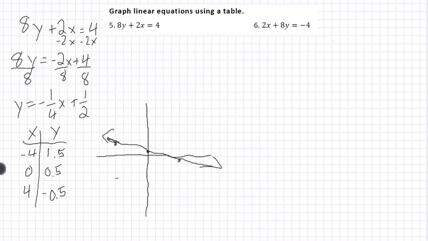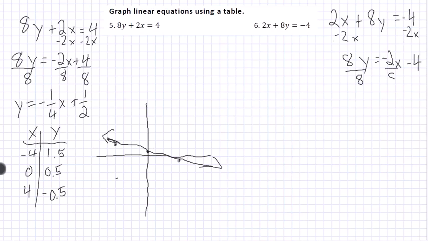Now let's look at this one on the right, our number 6. So we're going to do the same thing we did because it's not solved for y for us. When we were building our table, it is easier if it's solved for y. And so I'm going to get 2x over to the other side by subtracting it. And so now I have 8y equals -2x minus 4. Divide each term by 8 to get y by itself. And I get y equals -1/4 x minus 1/2.